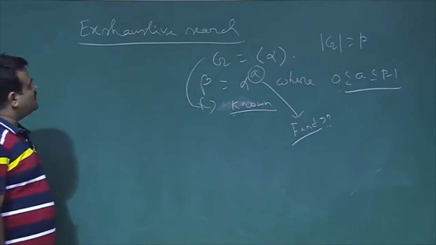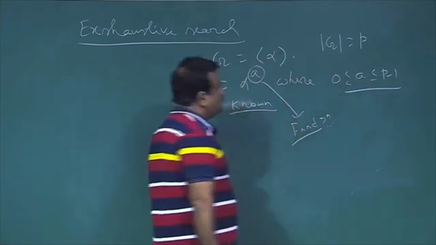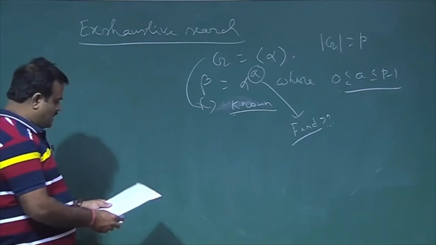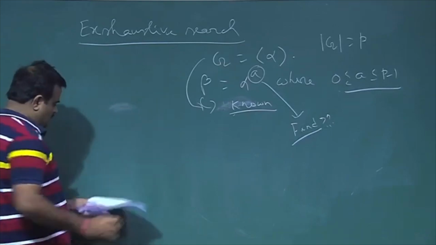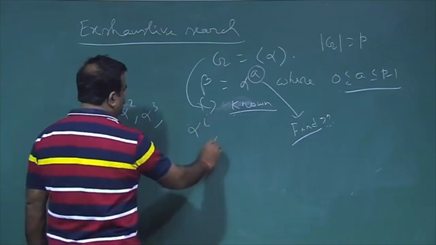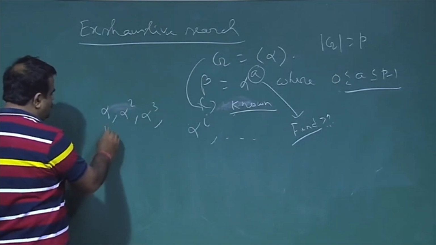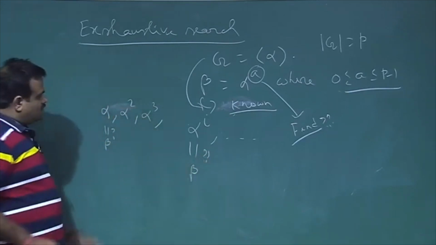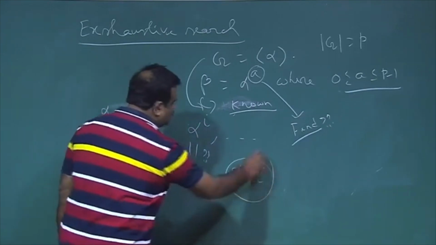What is the exhaustive search method? We know A is from 0 to P minus 1, so we try all possible A. We first choose some A, say A equal to 0 or A equal to 1. So, we calculate alpha, alpha square, alpha cube, and keep calculating alpha to the power I, and every time we check whether this is equal to beta or not. If this is beta, then our A is basically I. This is the exhaustive search or brute force attack.